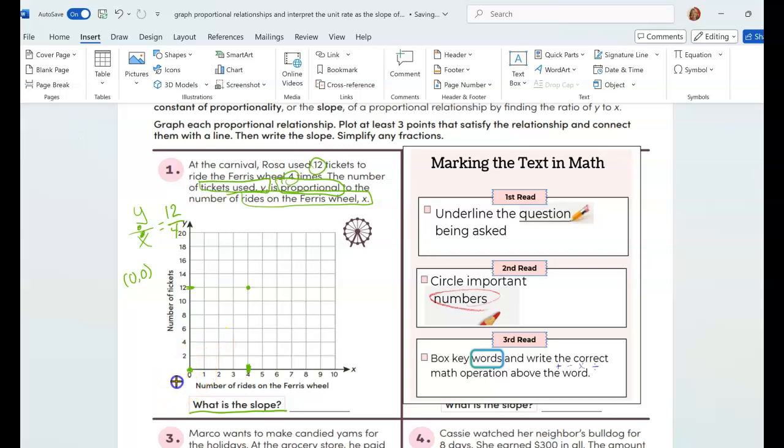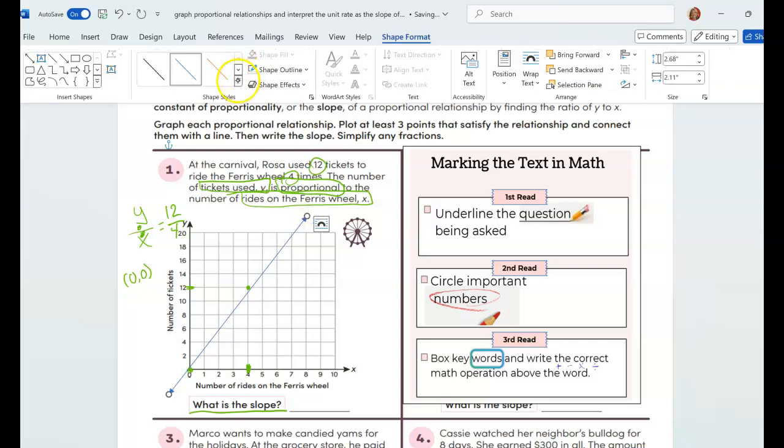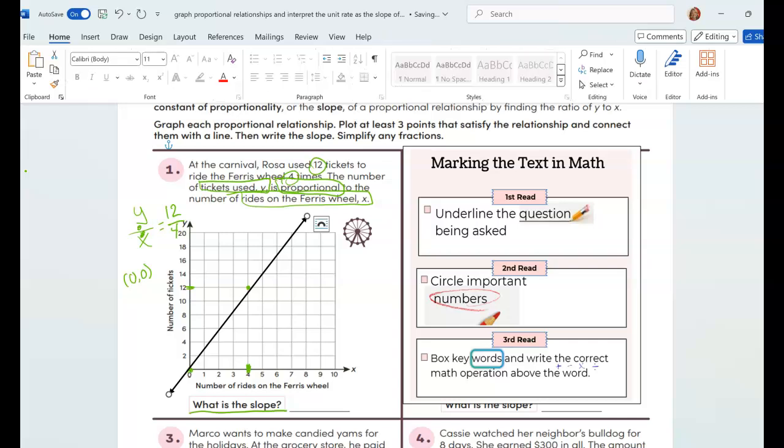And we want at least 3 points. 3 perfect points. Here is 1. We found that from our word problem, and there's the point of origin. 2. Can we find any more perfect points? I see one right here. So 6 tickets would give us 2 rides. Here's the unit rate right here.